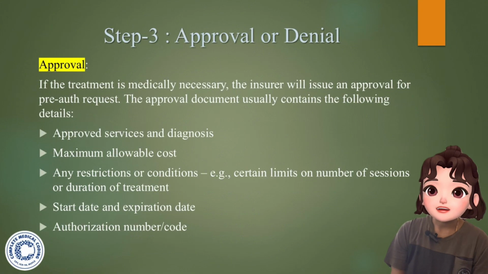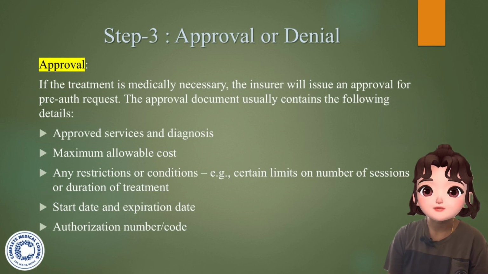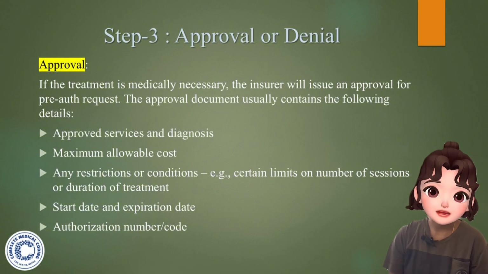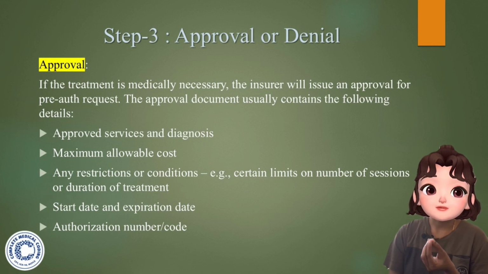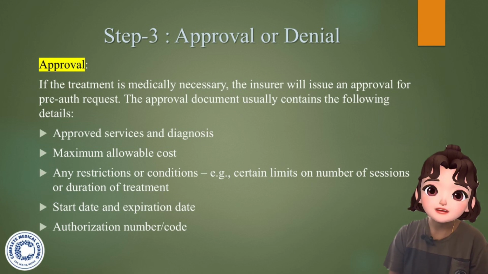Now, what is the third step? The third step is the insurance company giving either approval or denial. Either they will approve the request based on the services that we have sent, or else they will deny the request. So if it is an approval, what are the points that we need to check while getting the approval? If it is approved, if the treatment is medically necessary, the insurer will issue an approval for the pre-auth request. The approval document usually contains the following details.